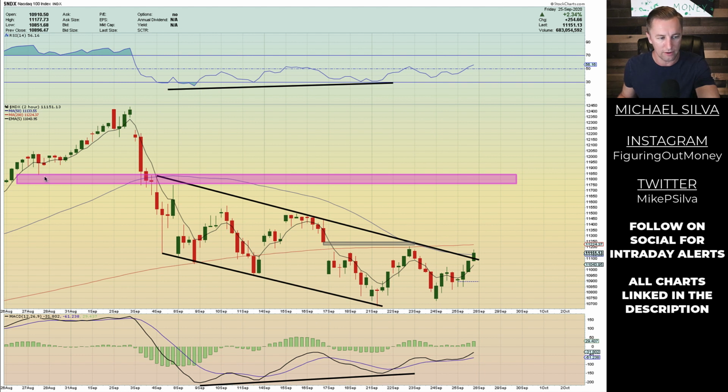So we have this pullback right here into it, and then we had some chop right up in here, and then clearly this trend line. So the trend line can act as support now on this breakout. If we get a continuation, we have the 200 period overhead, which clearly acted as resistance. I mean, you can see that right here, boing, got knocked down. Right here, it didn't even want to test it, gap down.